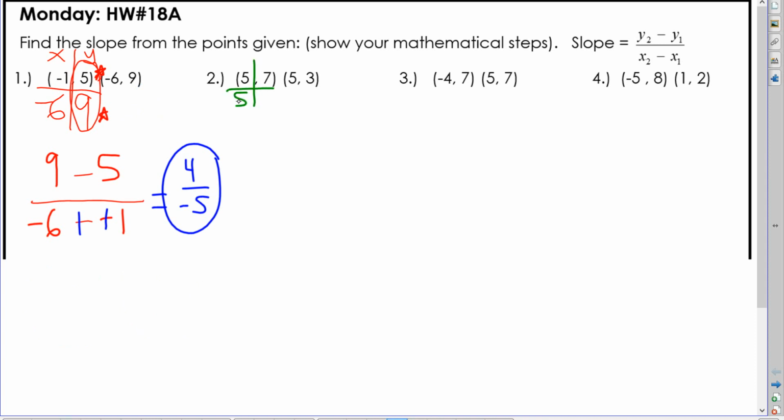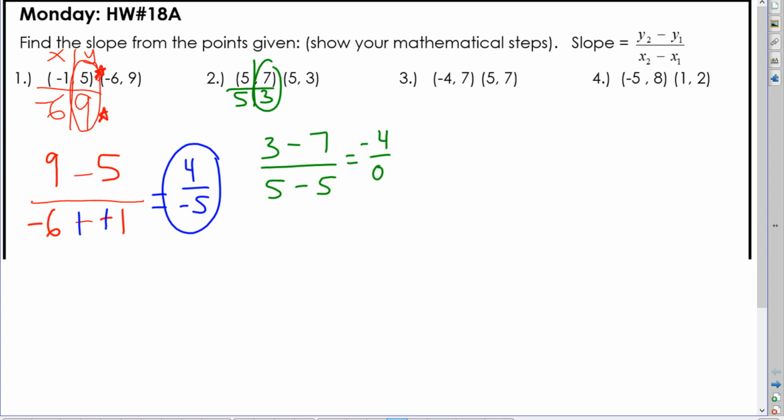My y values are 7 and 3. So 3 minus 7 over 5 minus 5, and that results in a -4 over 0. Now, even though this value is correct, you can't stop here. If you have a 0 in your fraction, either in the numerator or the denominator, you must interpret it and go one step further. So a 0 in the numerator is totally different than a 0 in the denominator.